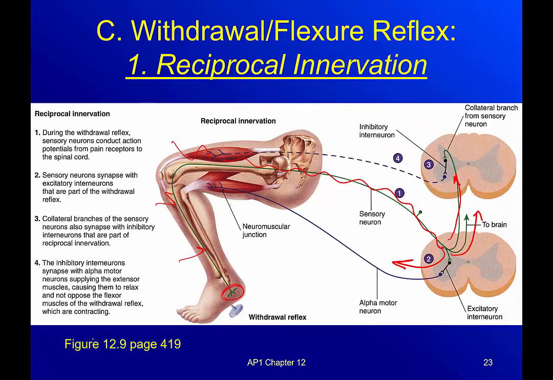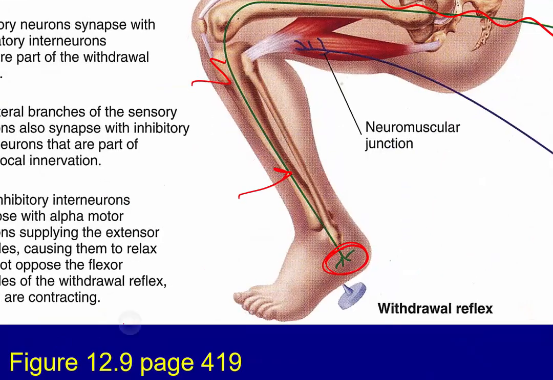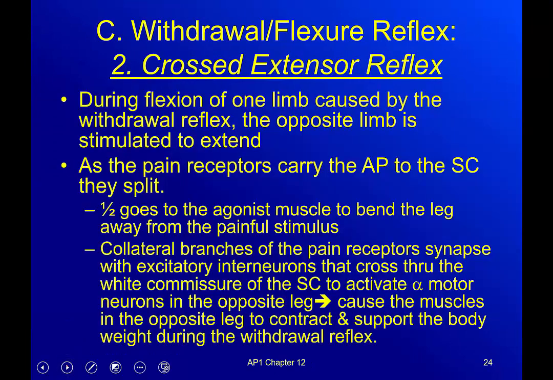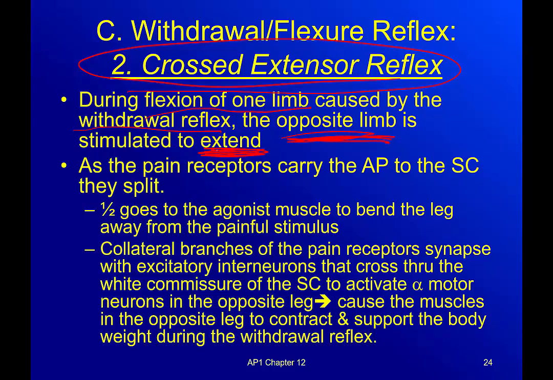Now remember, this is the one leg. My other leg still has to catch me. So, the crossed extensor. I need to go across my body and get my opposite leg to extend to catch me, right? So during flexion of one limb, when I'm bending that leg away from the nail, caused by the withdrawal reflex, the opposite limb, my other leg, has to be stimulated to extend.